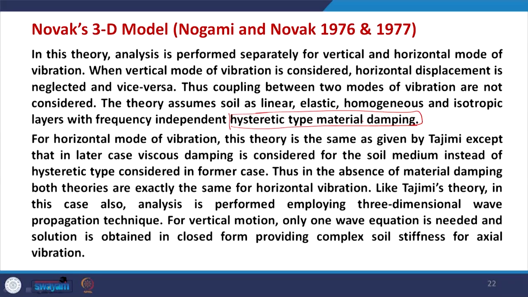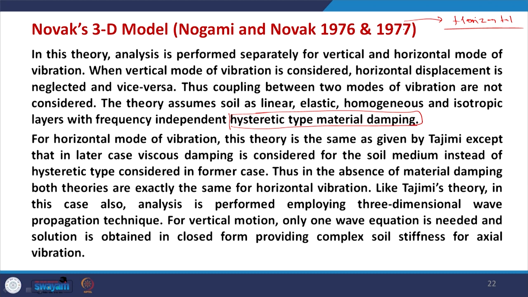So, for the horizontal mode of vibration, this theory is the same as given by Seismic, except that in the latter case viscous damping is considered, whereas hysteretic damping is considered by Novak, as we already discussed. Thus, in the absence of material damping, both theories are exactly the same for horizontal vibration. The 1976 paper is for vertical vibration, and 1977 is for horizontal vibration. If I consider horizontal vibration and neglect the damping, then both Seismic theory as well as this Novak theory become the same.